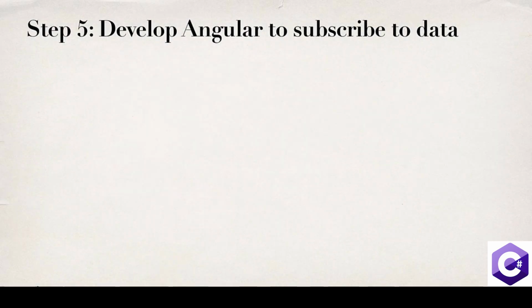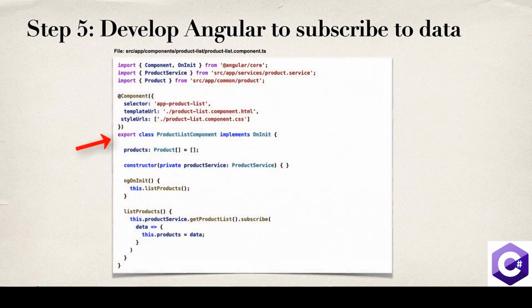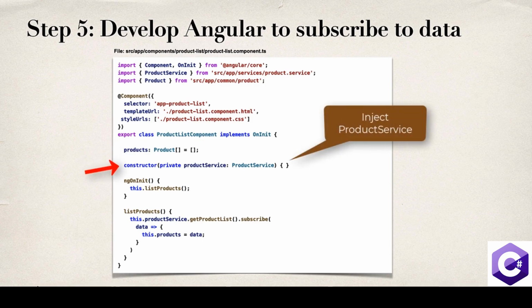Alrighty, so we're in step 5 of developing the Angular code to subscribe to data. So we have our class ProductListComponent. We have a field here for products, our product array. We have this constructor that also has a dependency on ProductService. That is injected by making use of the private productService. This constructor allows us to inject that given component.